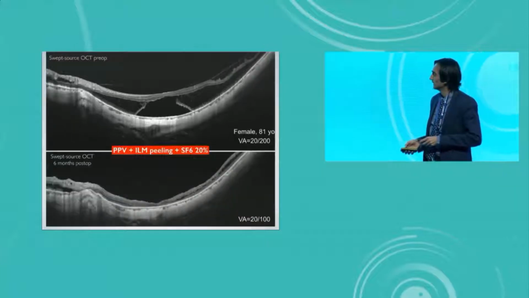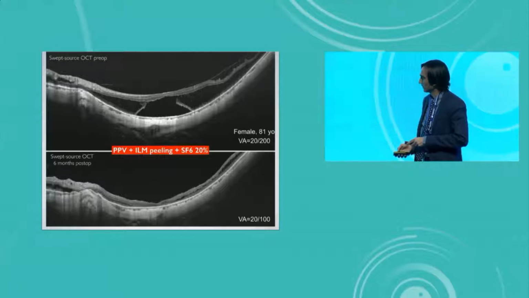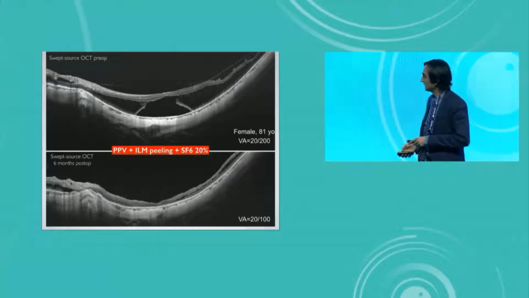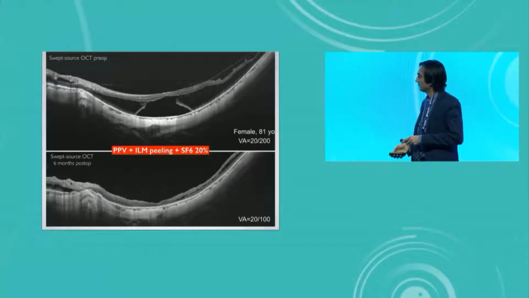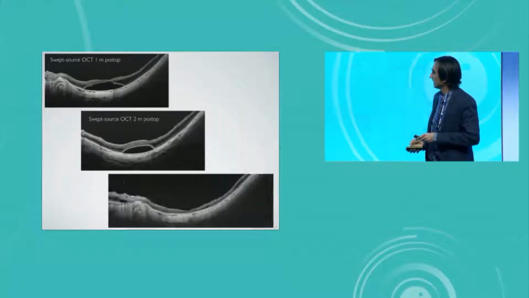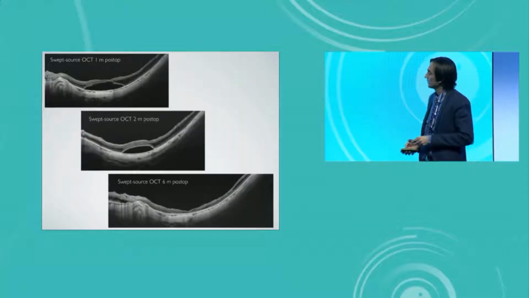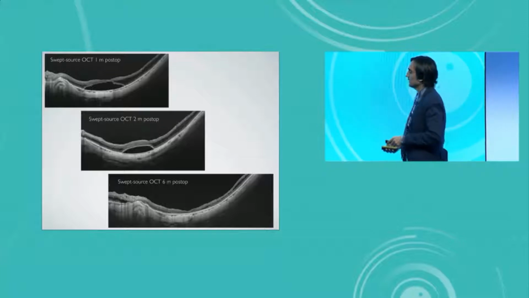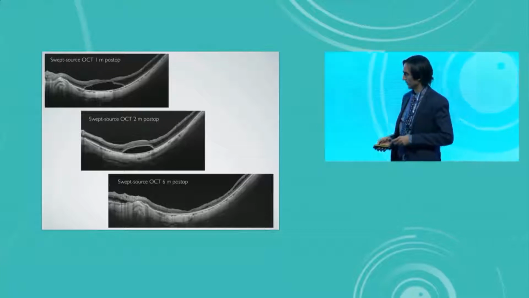And the patient was treated with posterior vitrectomy, ILM peeling and gas tamponade. This is the appearance 6 months after the surgery. It's important to know that the recovery in these patients is slow. Then we need to be patient to observe this slow recovery, both anatomically and functionally.